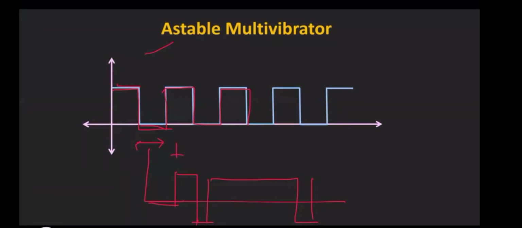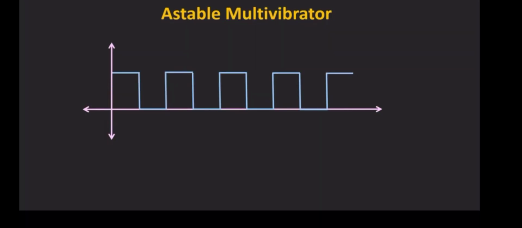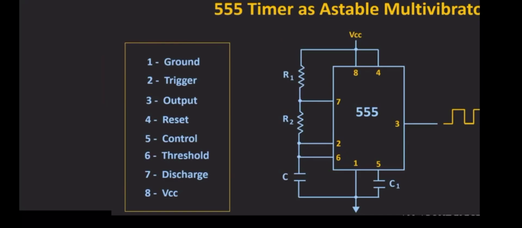So astable mode of operation is nothing but both the states are not stable. There are two states here which will vibrate from low to high or from high to low. So both the states are unstable, so we will call it an astable multivibrator. So it is not stable, so you have to design that.